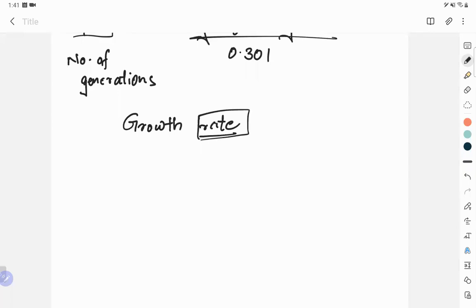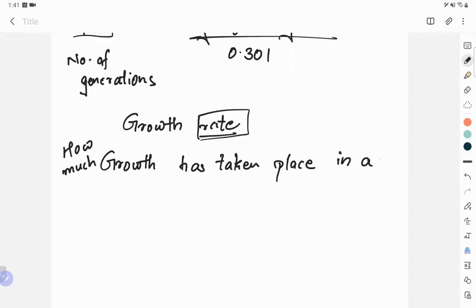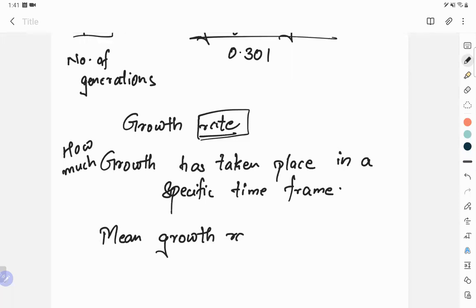This is going to tell me how much growth has taken place in a specific time frame, isn't it? Rate, the word itself tells you that this is a time related concept, isn't it? So when I say growth rate, you have to understand that it has to involve time. Okay, so you are going to express this as mean growth rate constant.